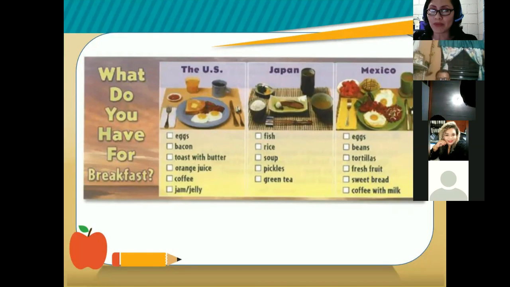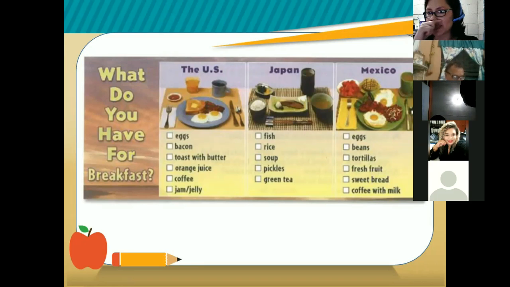Siempre en la sección 4, ¿verdad? We have a very short exercise when it comes to food, and it has a question that says, what do you have for breakfast? And we have three different countries: the United States, Japan, and Mexico. As you can see there, we have some food items that we would include in those countries for breakfast.